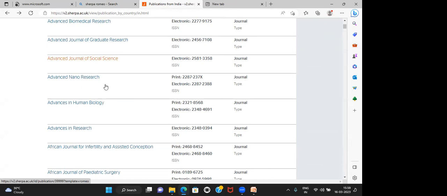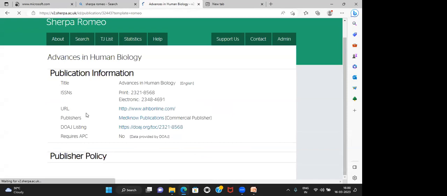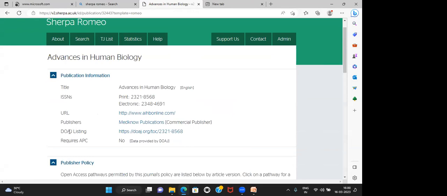So now, again, let me show you. Under the publication information, you see the title is given, Advances in Human Biology, the ISSN number, the URL, and the publisher. Another piece of extra information you will find here is the DOAJ listing. That is, this journal is available in the Directory of Open Access Journals, so that's why it is mentioned here. And whether APC is required or not is also shown, so nobody can misguide you.